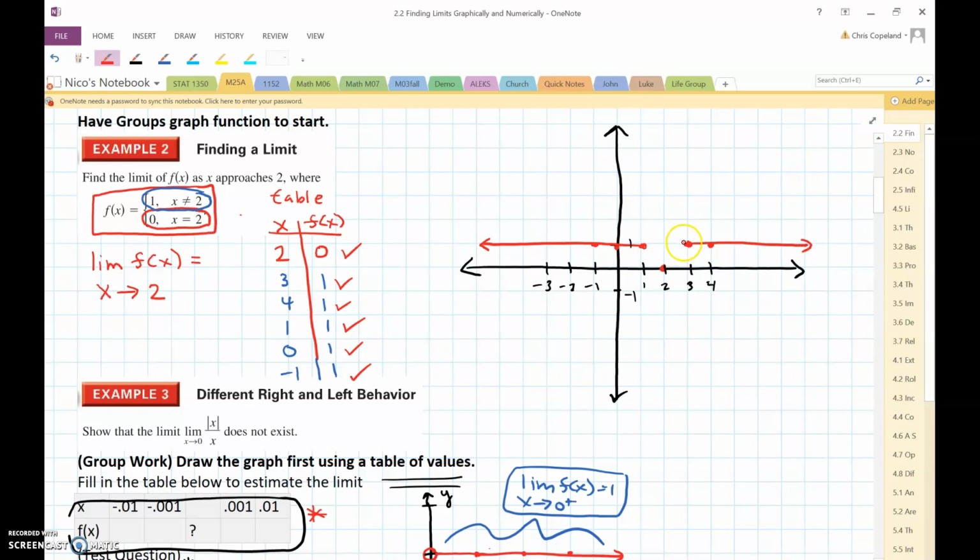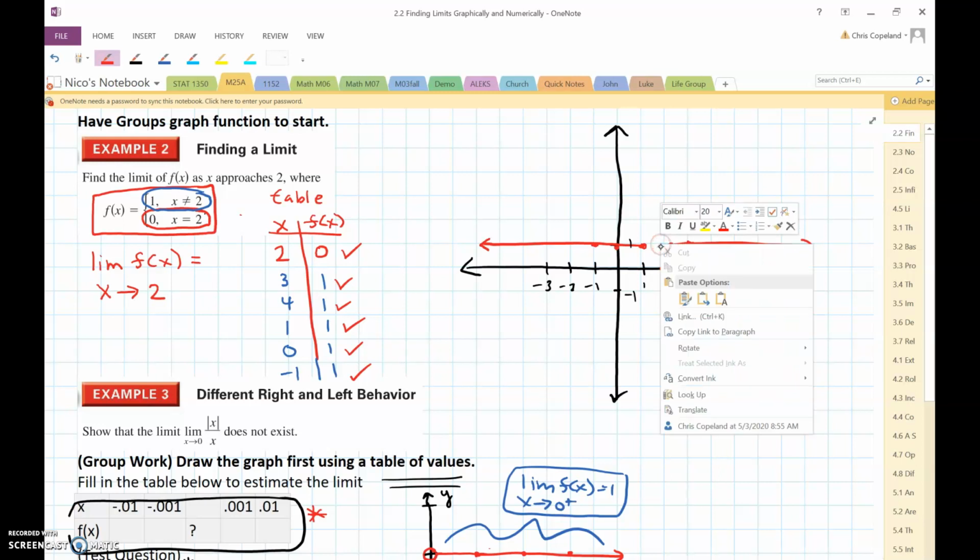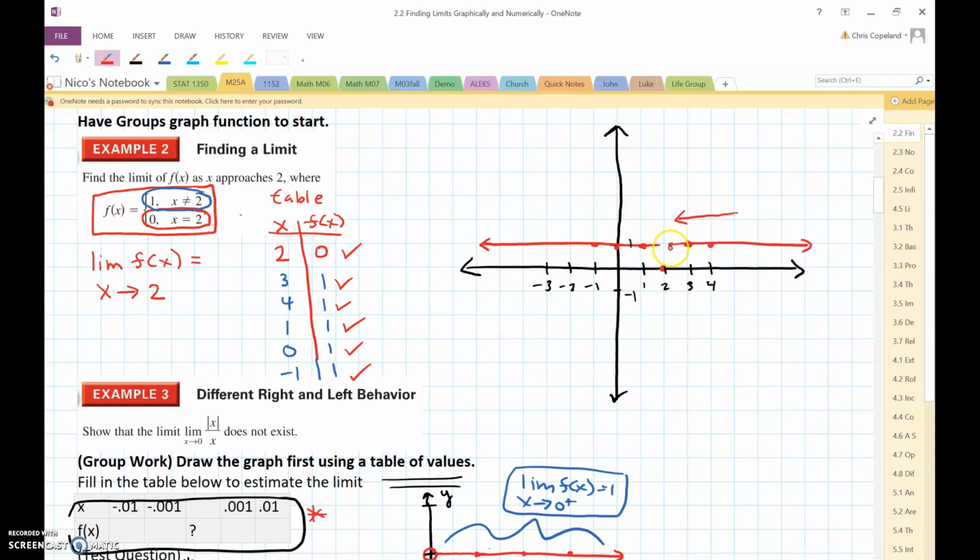Now the question is, what if I pick values that are getting closer and closer to 2 from this way? Okay, so for instance, if I pick 2.1, that still would be up here, right? Or if I pick 1.999, that still would be right here, right? So basically there's going to be an open circle right there. So the graph's going to look like this.